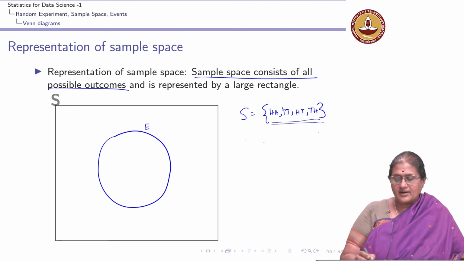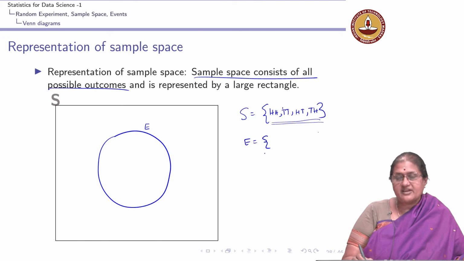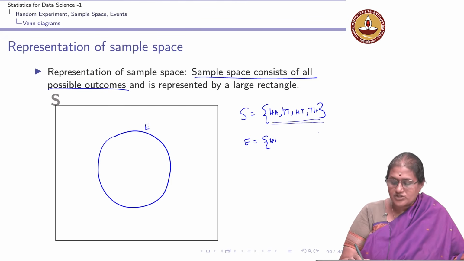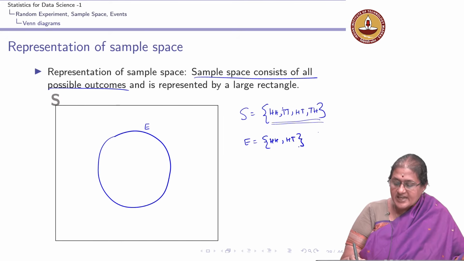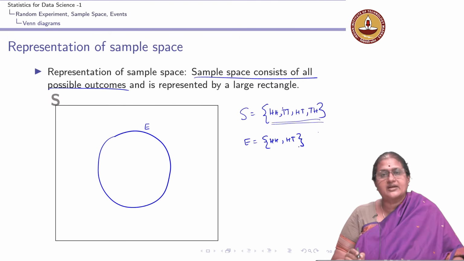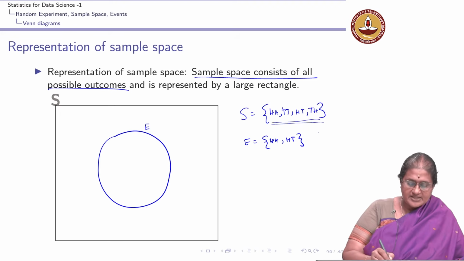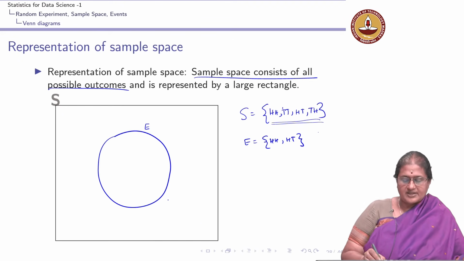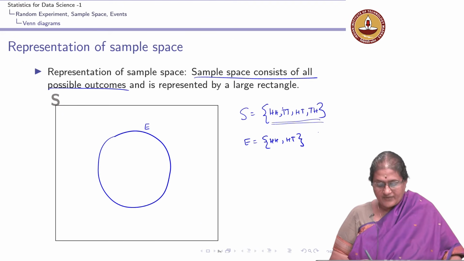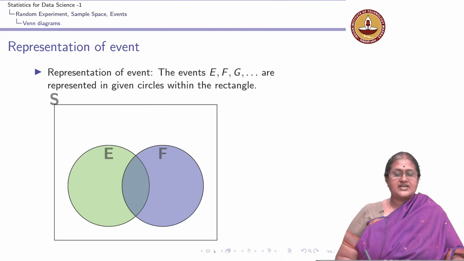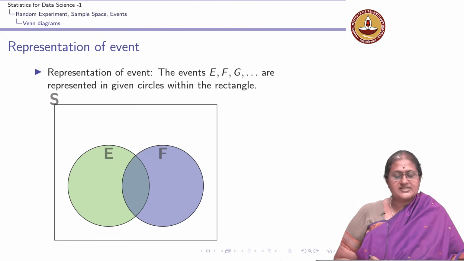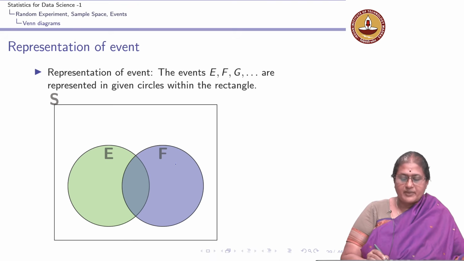But I represent the sample space with the rectangle, and suppose E is my event of head in my first toss. So, HH and HT are the outcomes which are in my event E. E is a subset which I represent using a circle. So, the first thing is we represent an event using a circle. I could have many events.